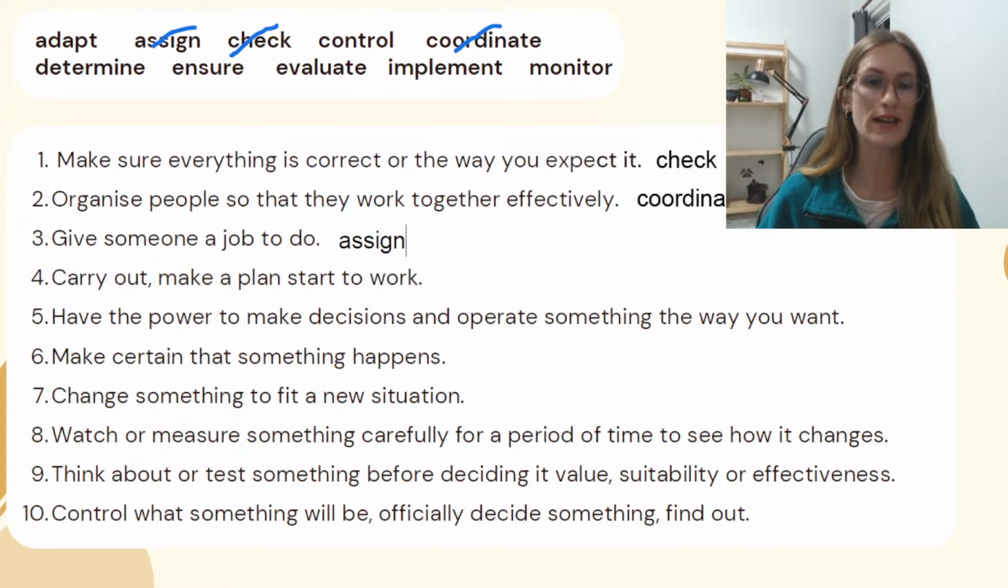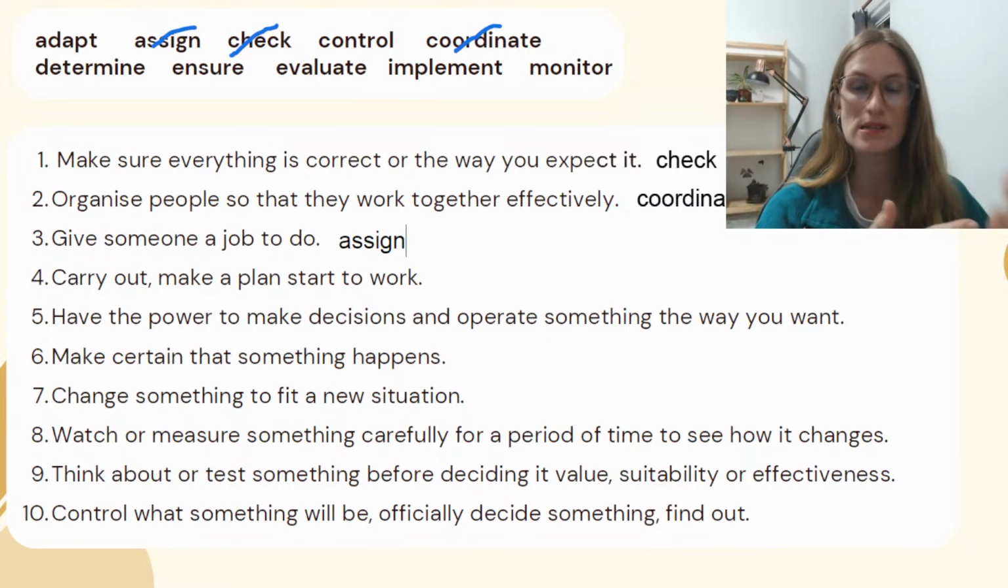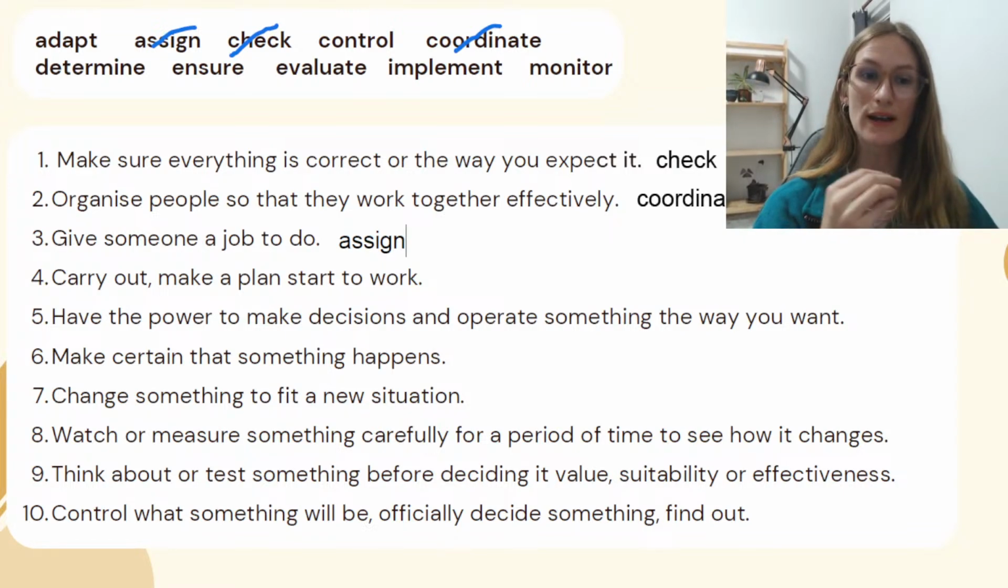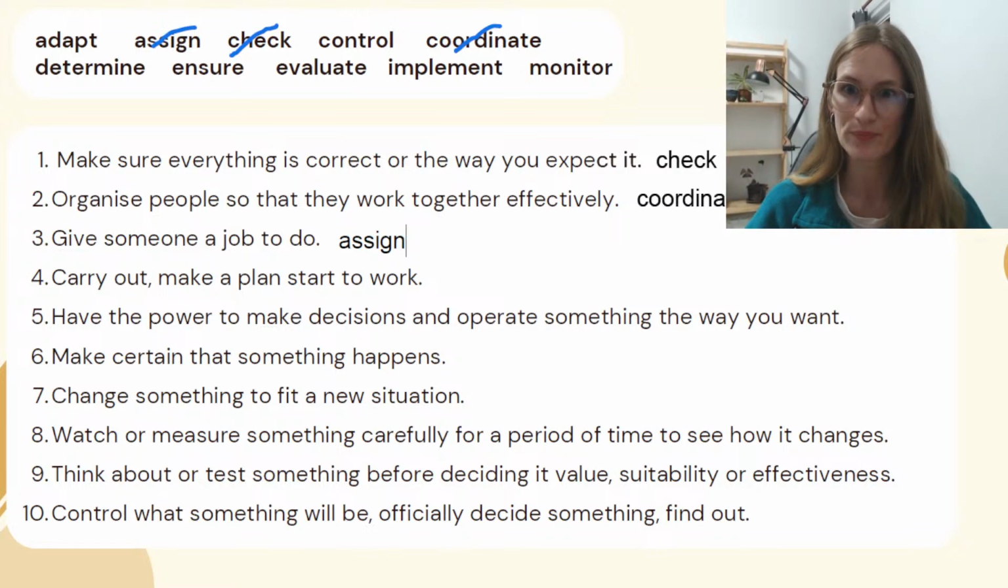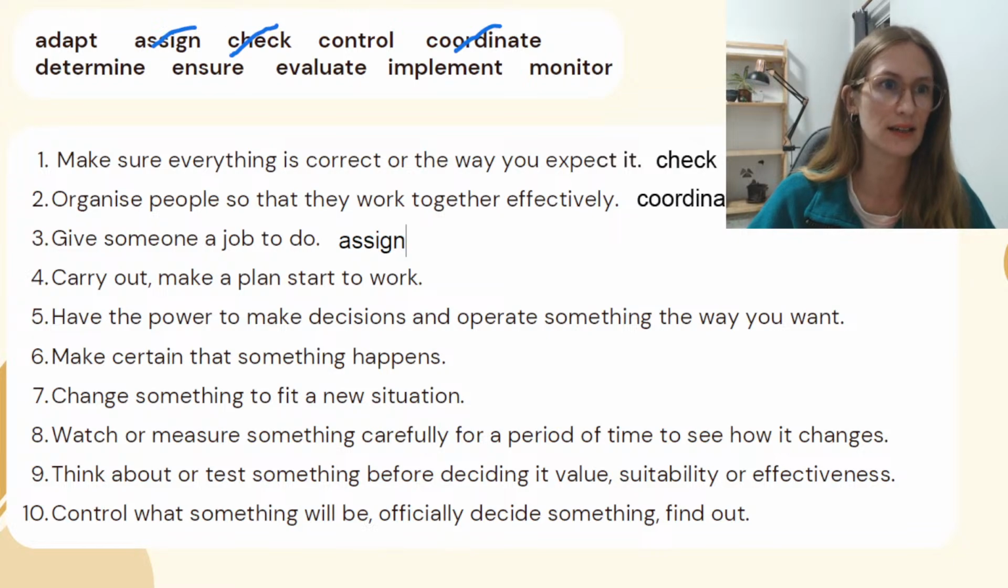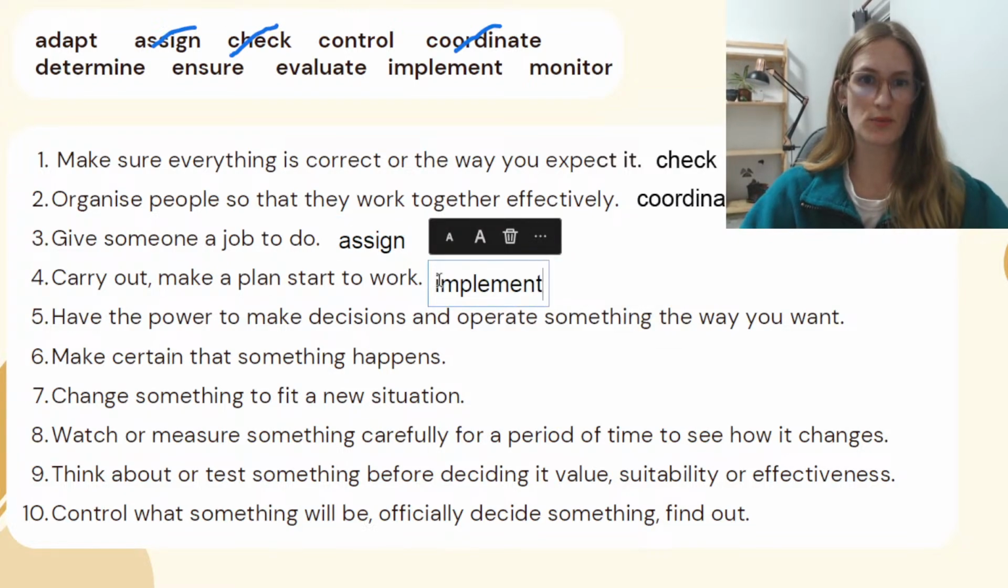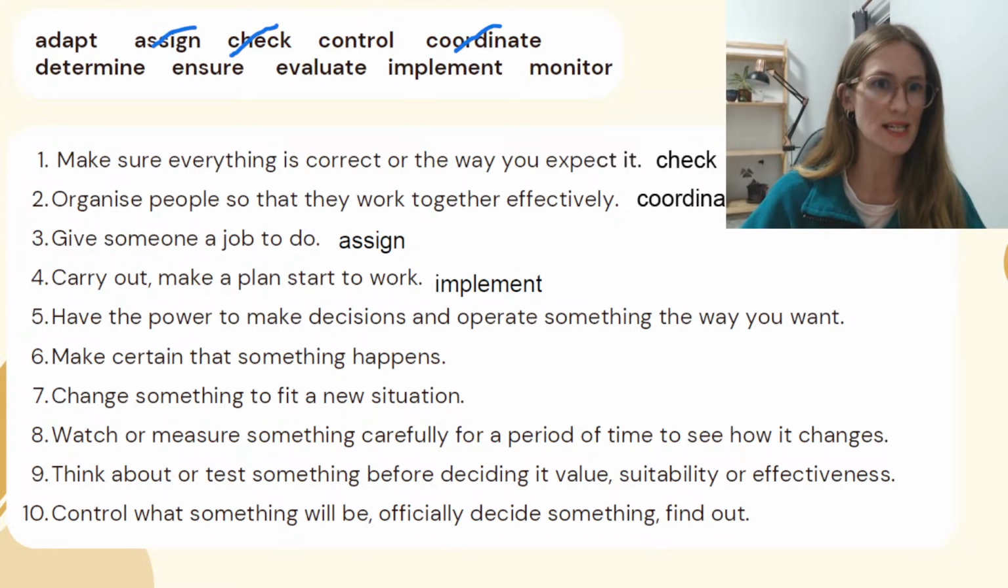Number 4, carry out, make a plan, start to work. So one of my students was a little confused when I gave this example because she was focused on the planning section, but it's already been planned. It's the start of making the plan work. Implement, good job Miranda, exactly. Implement. To implement something means you've planned it, but now you are taking the action to make sure it happens.